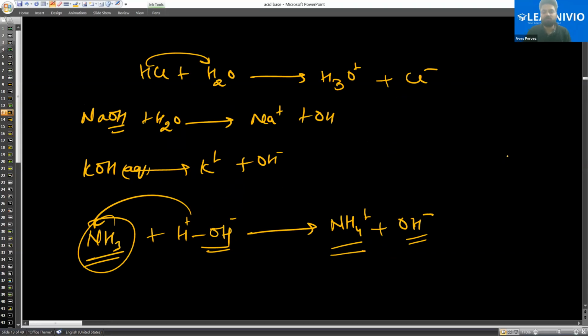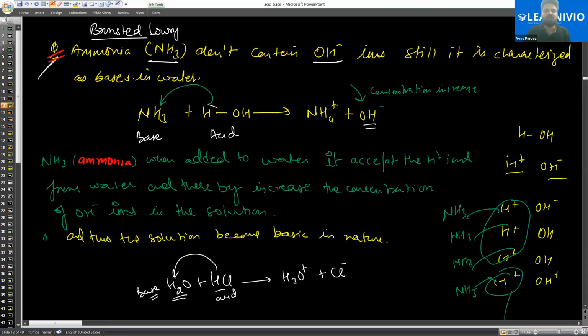So note it down, please. Ammonia does not contain OH negative ion. Still, it is characterized as a base. Ammonia, when added to water, accepts the H plus ion from water, and thereby the concentration of OH negative ion increases in the solution, and thus the solution becomes basic. Because the H plus ion, when added to that one, will not increase. So please note it down properly.